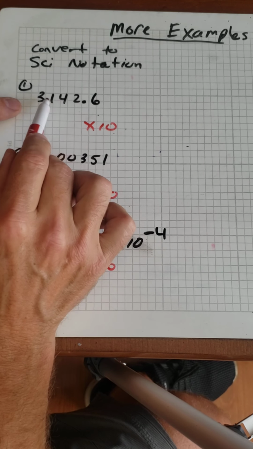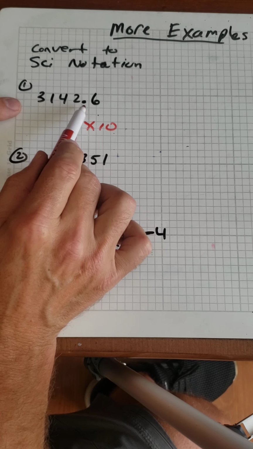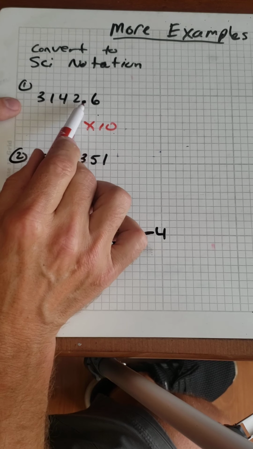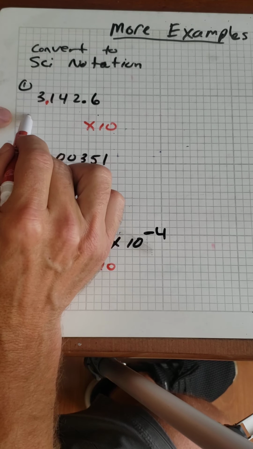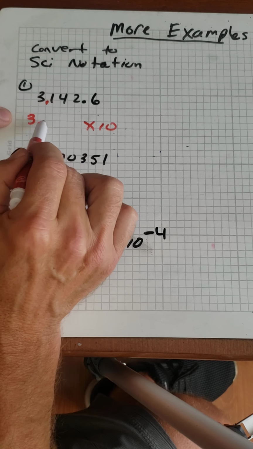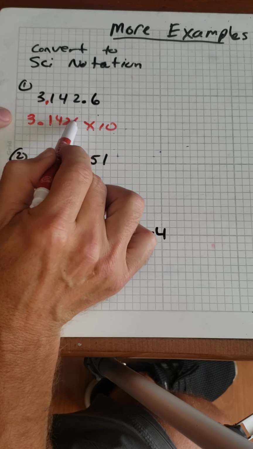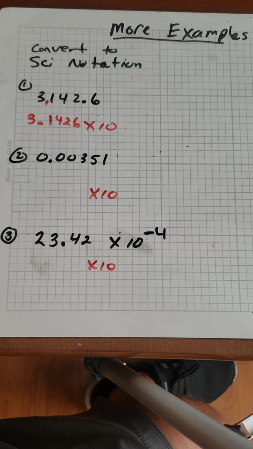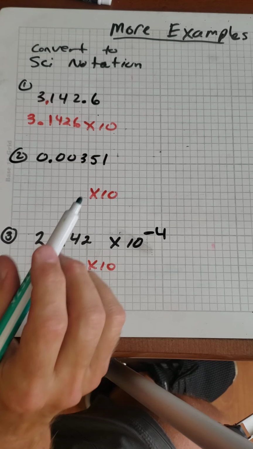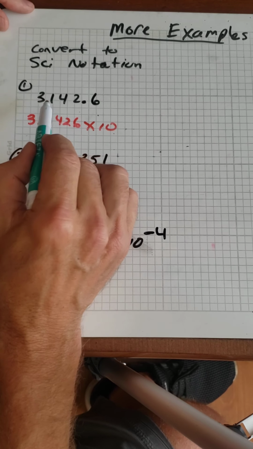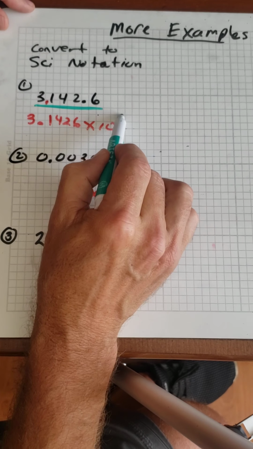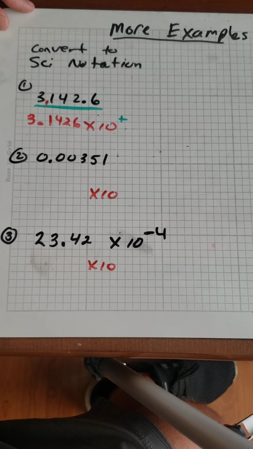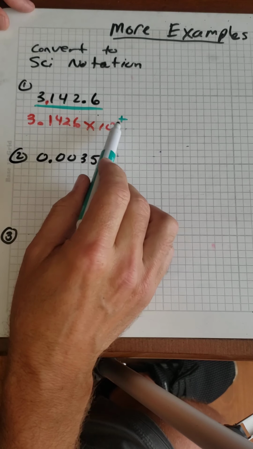So I look at this and I see that this is 3,146. That means I need to move this decimal place to right here, after the first non-zero number. So my number is going to be 3.1426, like that. Then the next thing I have my students do is they just tell me what they know about their exponent. I know my exponent is bigger than 1 because this original number is bigger than 1. So there we go.